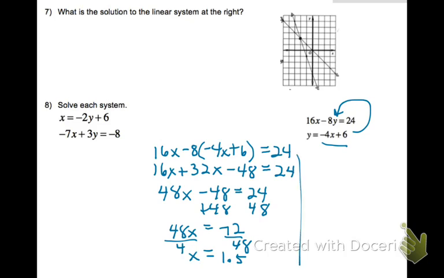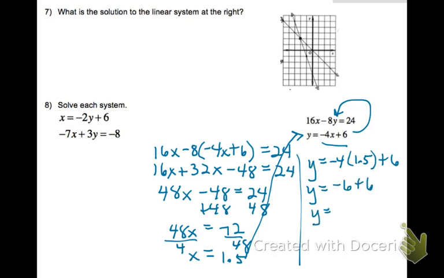Now we're going to take what x equals and plug it in to one of our original equations. The second one will be easiest. So y equals -4 times 1.5 plus 6. Now -4 times 1.5 is -6. -6 plus 6 is 0. So the solution to this system is the point (1.5, 0).